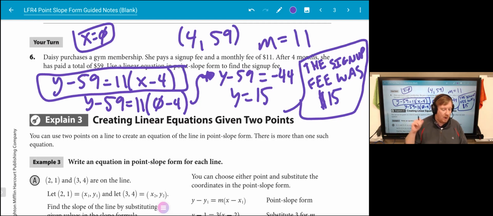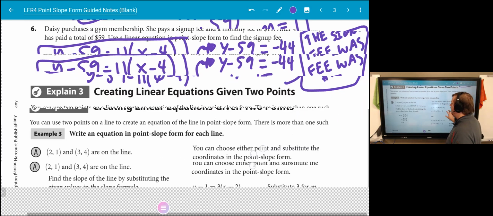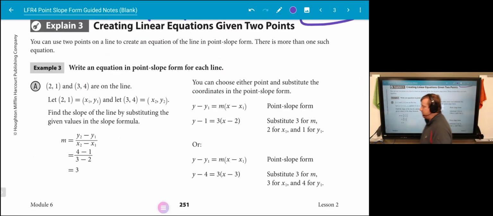We're going to do one more. I'm going to just show you one more example. What if you had 2 points on the line and needed to write in point slope form? Well, if you got 2 points, the beauty of that is you can find the slope. (2, 1) and (3, 4) are on the line. Find your slope, plug them in. We get the slope m equals 3.